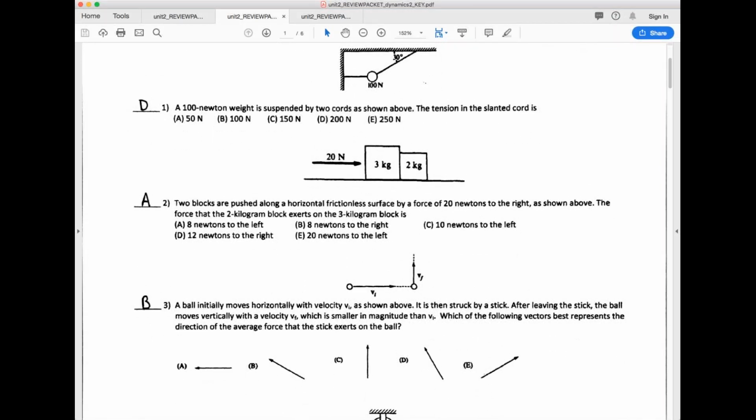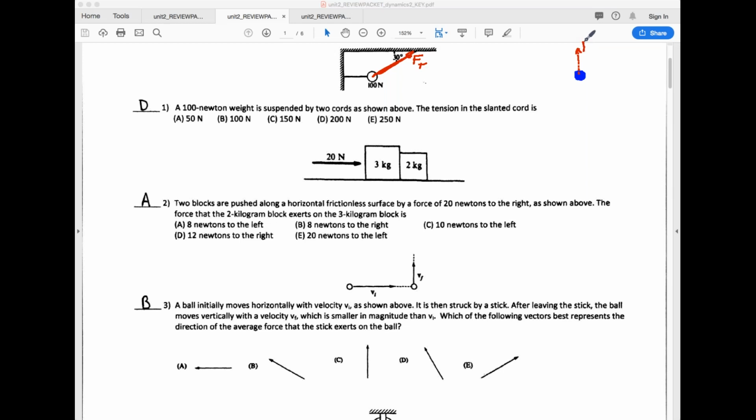Question number 1 is a hanging mass, and they're asking about the tension in the slanted cord. I'm going to draw a free body diagram here, but I'm going to break one of my own rules, which is whenever you're asked to draw a free body diagram, you never show it in components. You always show the actual vectors. But I'm going to draw the tension in the cord that I've drawn in red in component form.